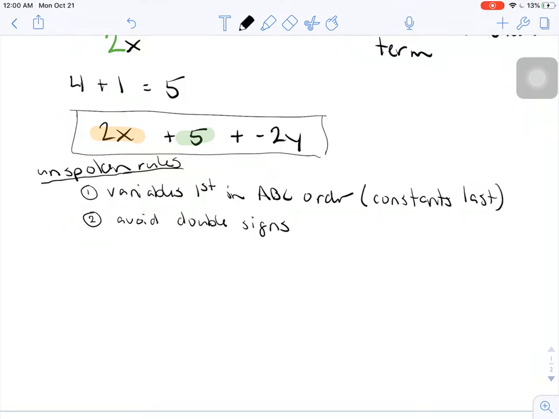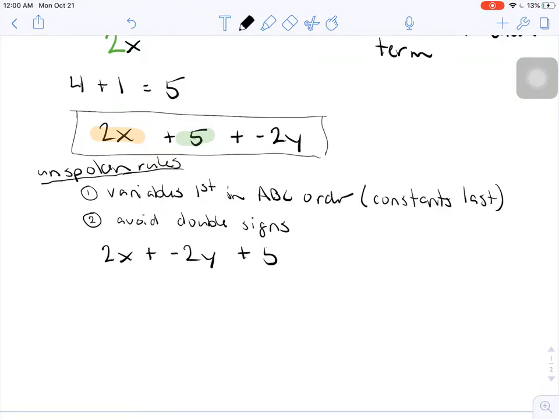So if we were going to write our final answer to this using the unspoken rules, the 2x would go first, ABC order. And then the negative 2y would go next. And then the constant would go last. So that's kind of putting things in order.